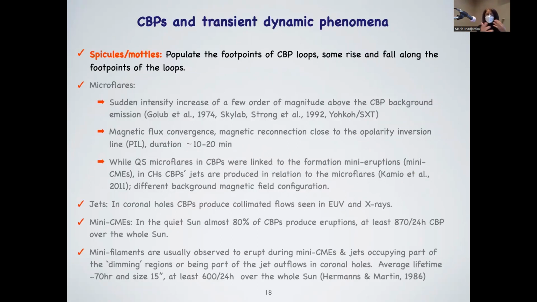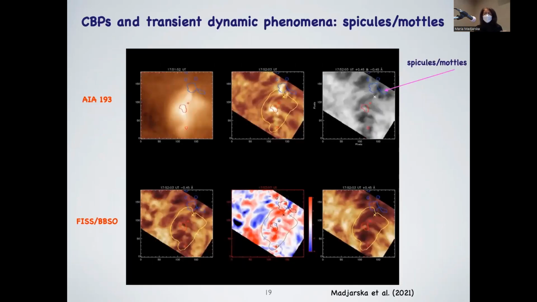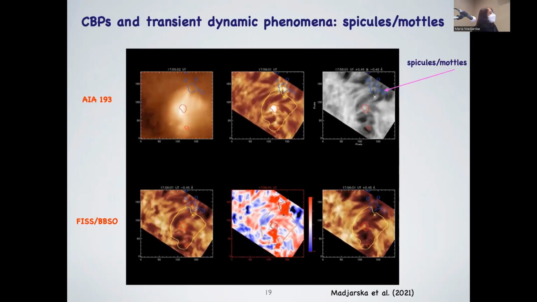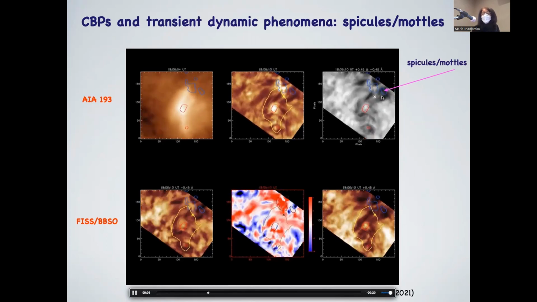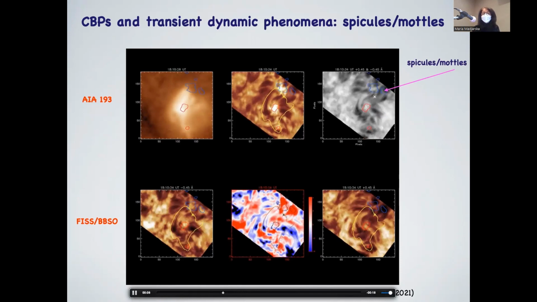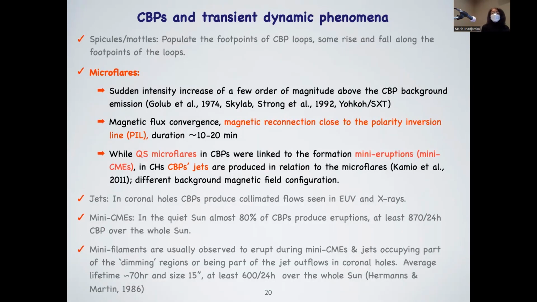This loop system is the host of many transient dynamic phenomena. So solar wind, dynamic phenomena, we talk later about this. So spicules, these are the prairies of chromospheric eruption that populate the foot points of this loop system. Then, you can see them here in this movie, these dark features, they come and go along the loops of the bright point. Microflare, I mentioned the microflare, like flares in active regions occur.